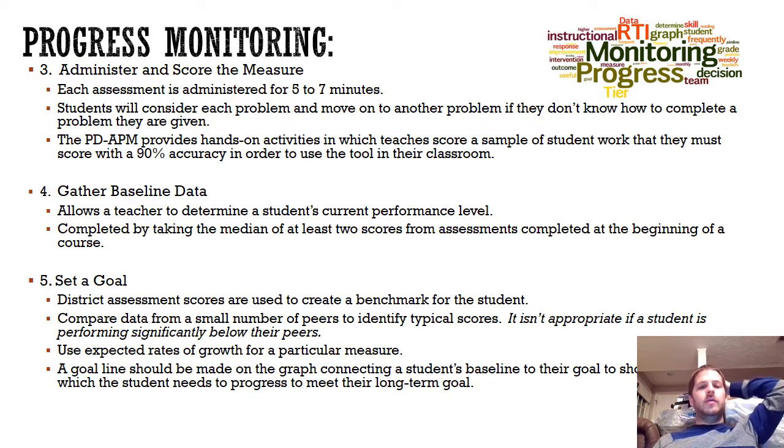Fifth, you should set a goal. District assessment scores are used to create a benchmark for the student. You should compare data from a small number of peers to identify typical scores. It's important to note that it isn't appropriate if a student is performing significantly below their peers. You should use expected rates of growth for a particular measure, and a goal line should be made on the graph connecting a student's baseline to their goal to show the rate at which the student needs to progress to meet their long-term goal.